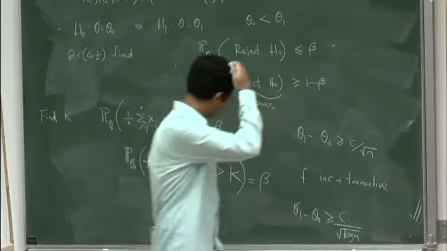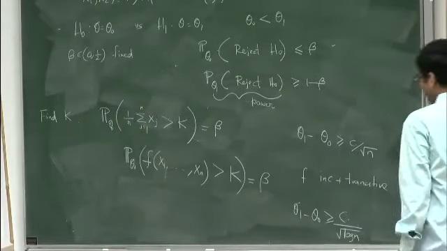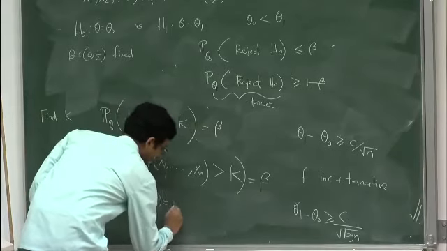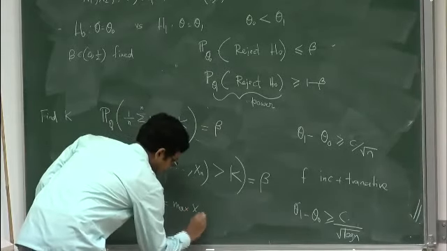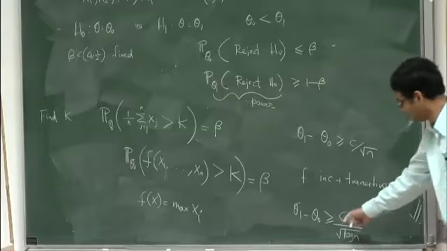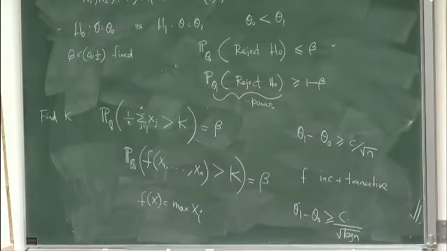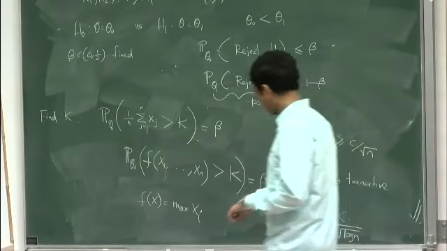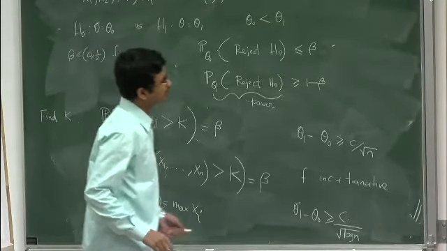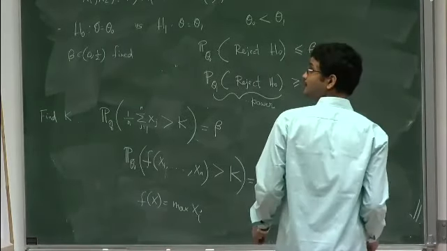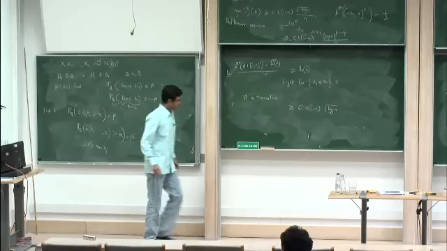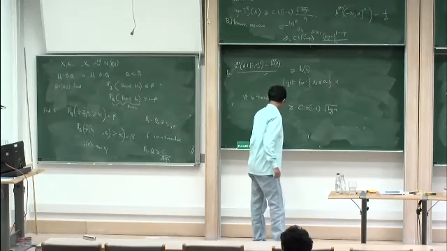Okay, so this is one application, and actually this is tight. You take f(x) to be the max of x, and you can see that you cannot beat this 1 over square root log n. Okay, so I have some time left, so let me state another thing.